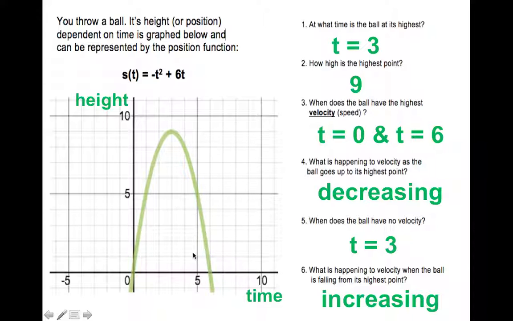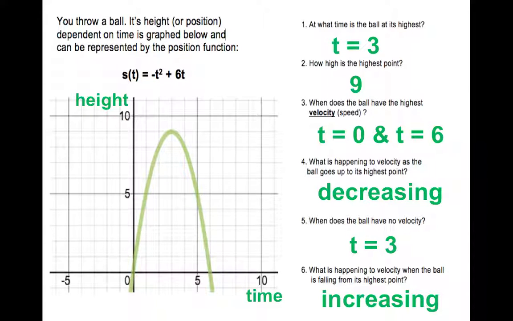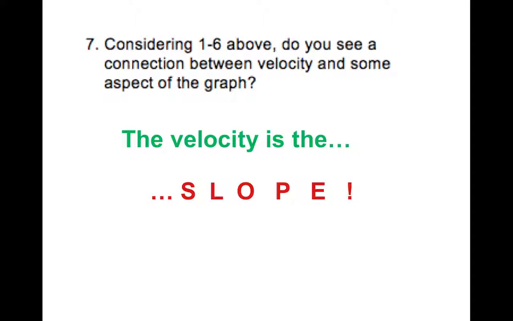All right, so those are some basic questions to get us started on the ideas of position functions, velocity, acceleration, and I hope those make sense. Let's go on. So now question 7 says, considering 1 to 6 above, do you see a connection between velocity and some aspect of the graph? All right, so think about the graph. If you're thinking about the journey of the ball, the velocity is the slope, and this is the big idea we've been talking about in calculus.